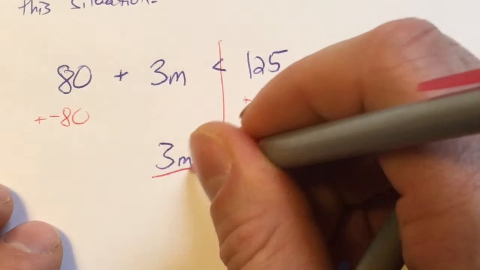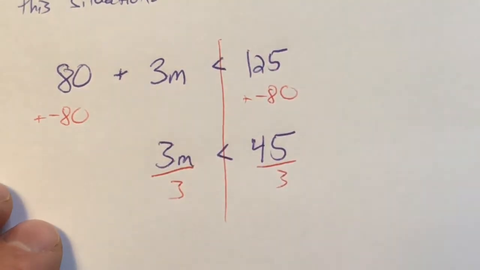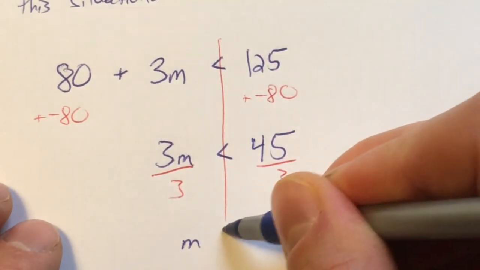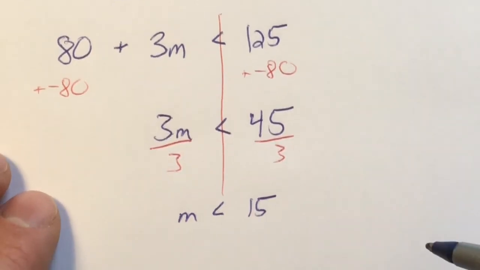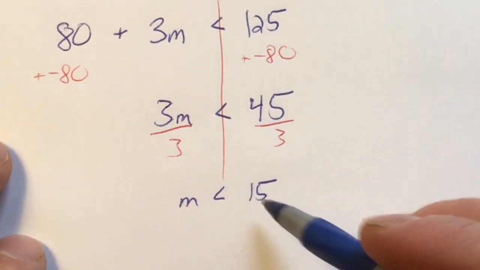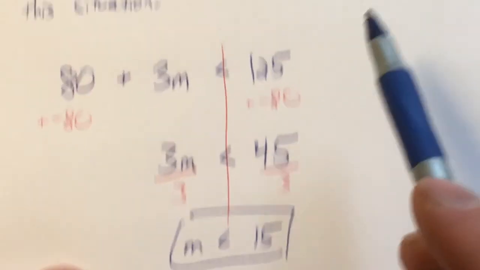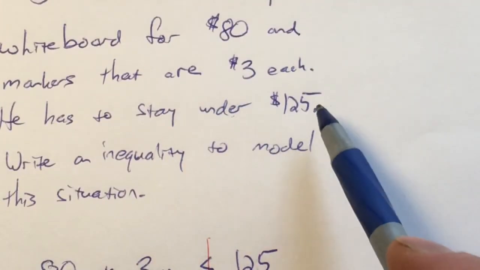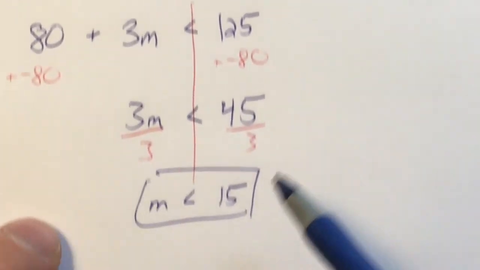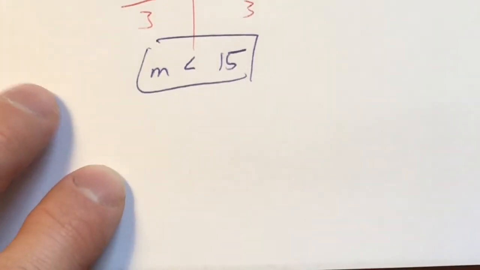Okay, so divide both sides by 3. And that means he can buy less than 15 markers. So m, the number of markers, is less than 15. If he buys that 15th marker, that will get him to exactly $125, and the instructions in the budget says he has to be under $125. So m is less than 15.